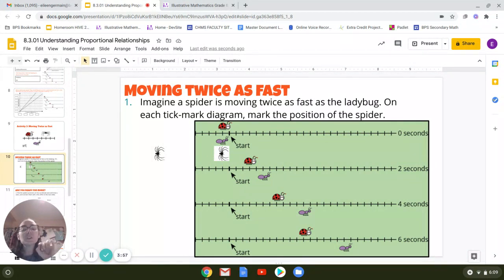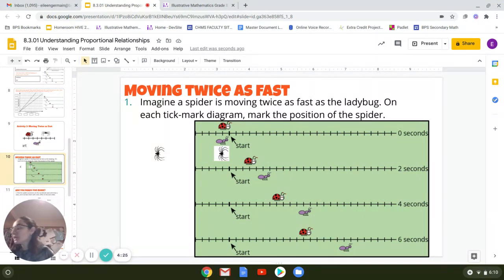So if he's moving twice as fast as the ladybug, first, what we need to do is remember back. How fast was that ladybug moving? You can go back a little bit. You can also refer to it here, right? Because we went from this starting line here to now after 2 seconds, she was 1, 2, 3, 4 centimeters from the beginning.